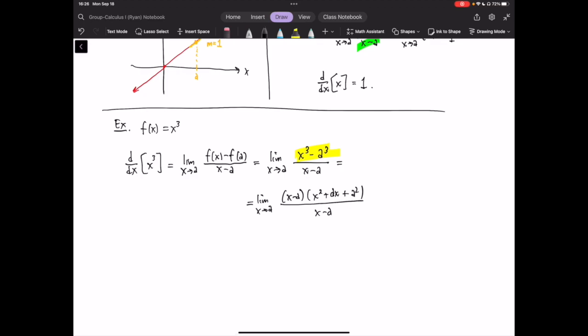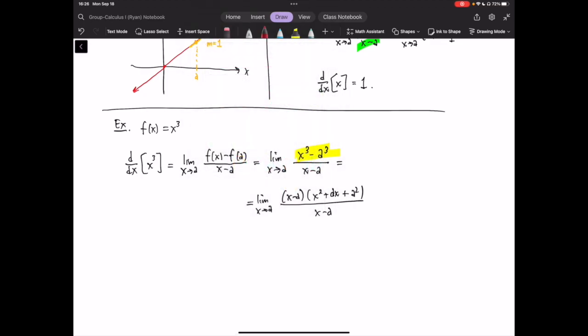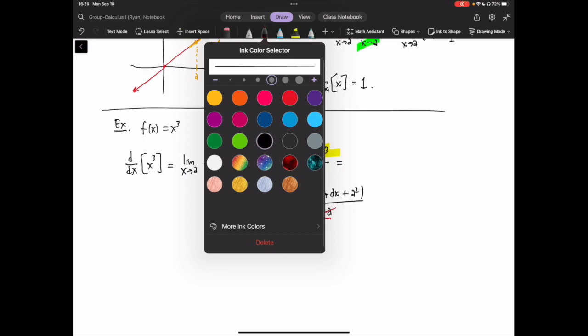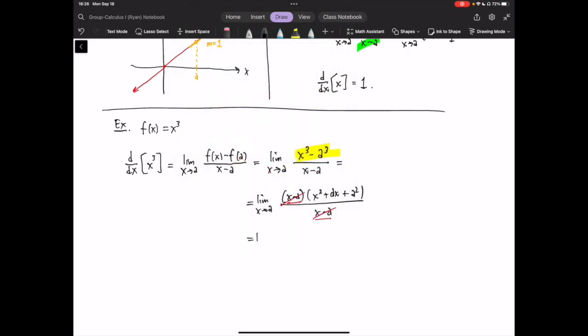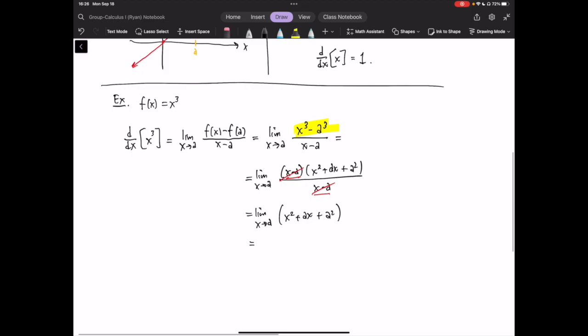Okay, and so once we see this, now we see why that's a good thing, that we can factor this. We see here we have x minus a on the bottom, x minus a on the top. Those are going to cancel. And now we're going to be left with a limit that we can compute, right? So this is going to leave us with the limit as x approaches a of x squared plus ax plus a squared. And now we're plugging in a for x here.